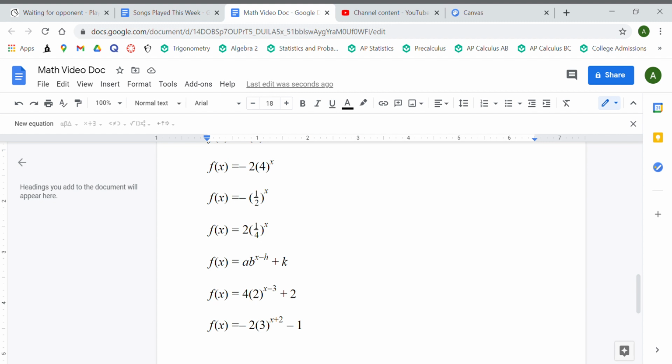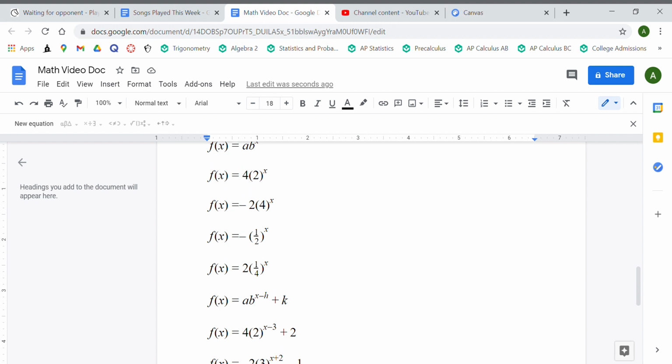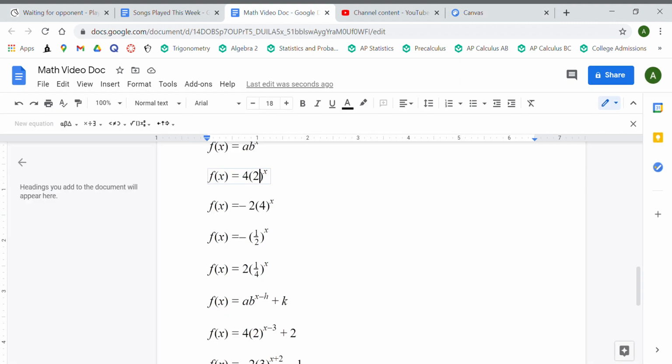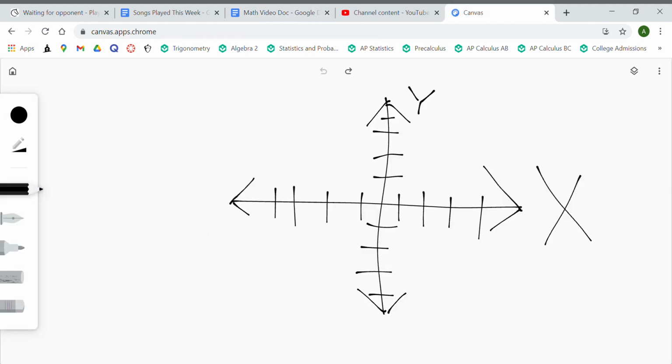So we have 4 times 2 to the power of x. That's going to be our main portion. Coincidentally, this just so happens to be a function that we've already graphed with a few translations. So we're going to graph that parent function first. I'm going to draw it in pencil because it's not the function that we're trying to graph. So let's see if we try to graph this again.